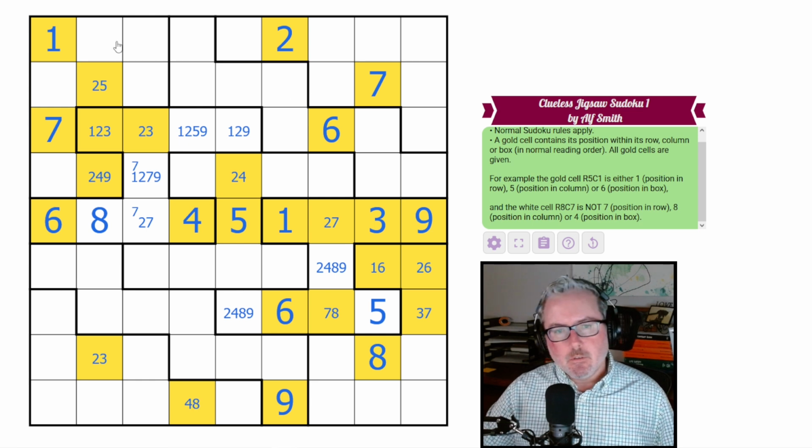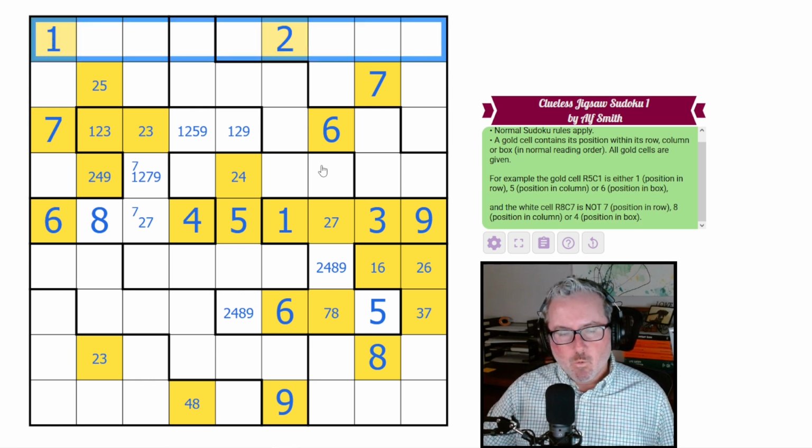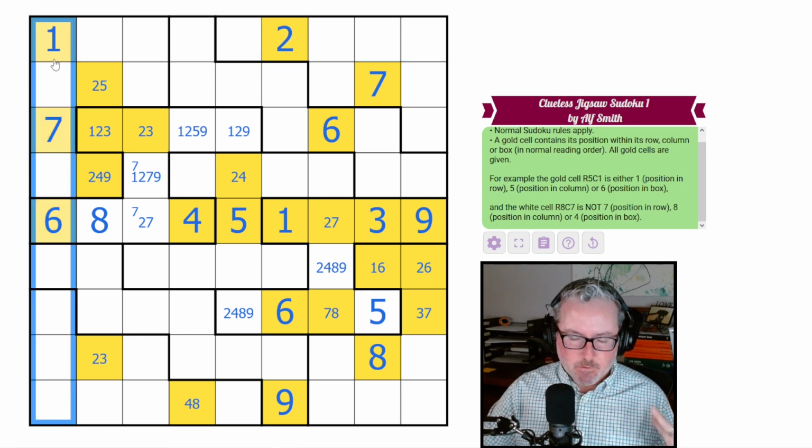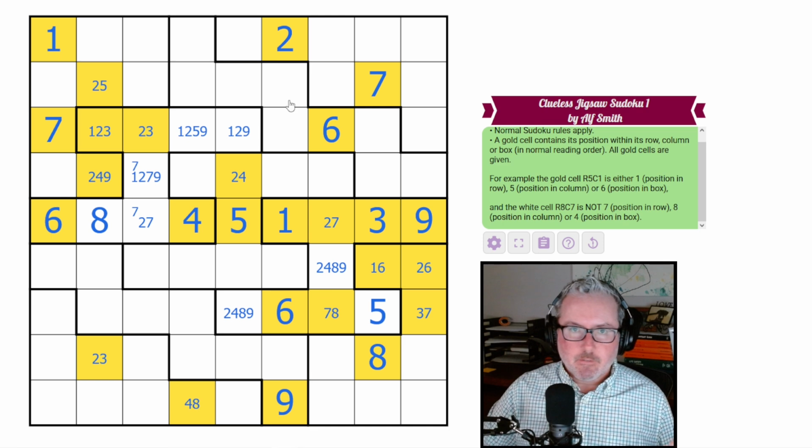Okay. So the other thing I was thinking of is there's always going to be a 1 in the column and row. I did that backwards, but you understand what I'm saying. Sometimes I feel like I'm dyslexic. I'm not, but it feels like I am.